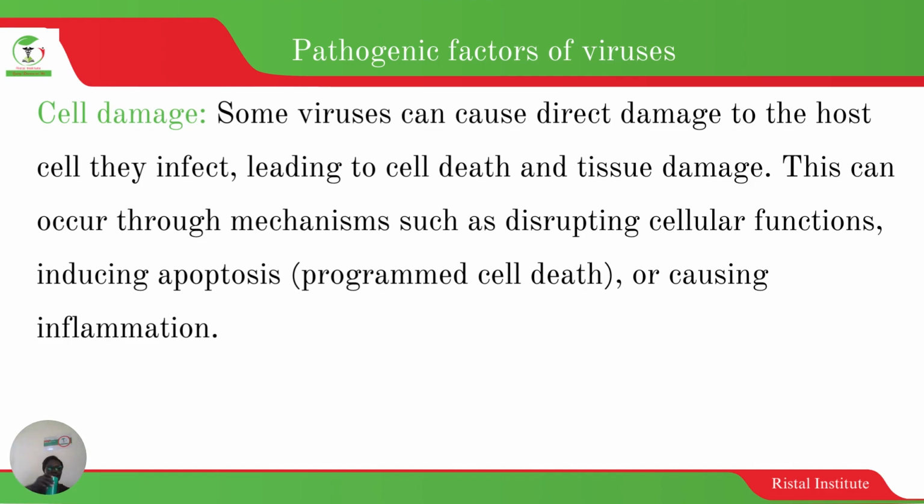Pathogenic factors of viruses. One of them is cell damage. When viruses attack the host cell, they will obviously damage the cell. When they have damaged the cell, this can lead to cell death and eventually death of the tissue. How does this occur? This can occur through mechanisms such as disrupting cellular functions, meaning that the cell's normal functions are not going to be carried out anymore, including apoptosis. Apoptosis means programmed cell death, or causing inflammation.